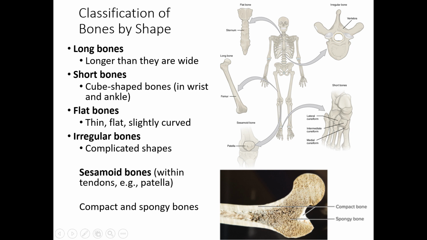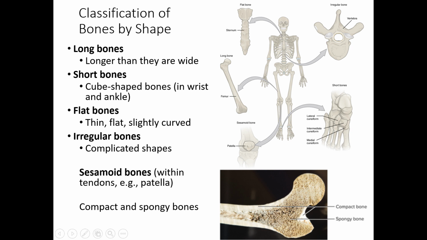Then we have flat bones. Examples would be the sternum, a flat bone, and bones of the skull on top. Then we have pelvic bones. All of those are flat bones. Finally, some bones, like vertebrae, have such a complicated shape that we just call them irregular bones. It's hard to describe their shape.